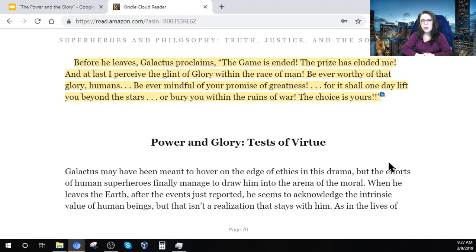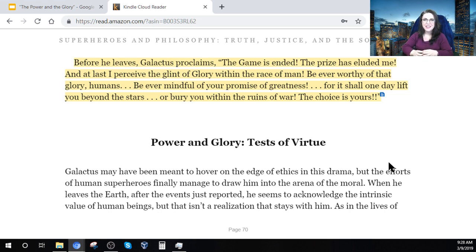And so then the authors wrap up this dialogue. They say, "Before he leaves, Galacticus proclaims, 'The game is ended, the prize has eluded me, and at last I perceive the glint of glory within the race of man. Be ever worthy of that glory, humans. Be ever mindful of your promise of greatness, for it shall one day lift you beyond the stars or bury you within the ruins of war. The choice is yours.'"